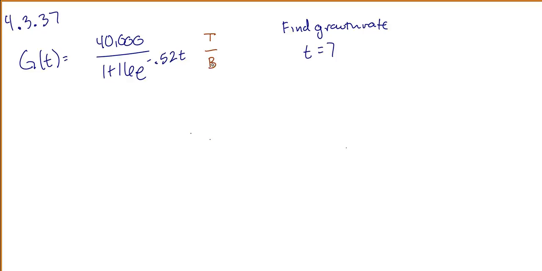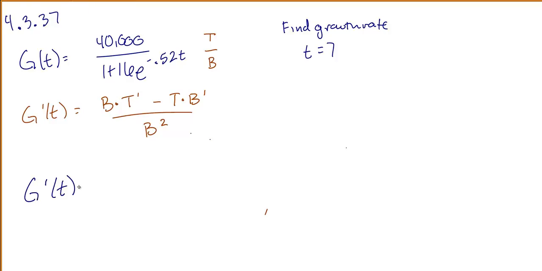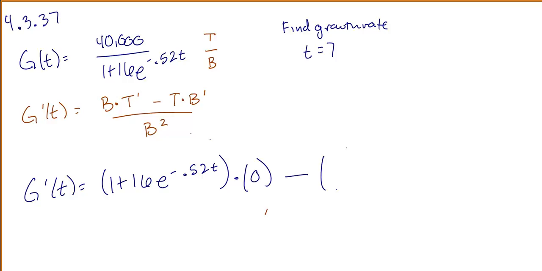So I have my top and my bottom, and the derivative with the quotient rule is the bottom times the derivative of the top minus the top times the derivative of the bottom, all over the bottom squared. In our case, the derivative of this growth function would be the bottom, so 1 plus 16 e to the negative 0.52t, times the derivative of the top. The derivative of 40,000 is just going to be 0. Minus, make sure you have a minus there.